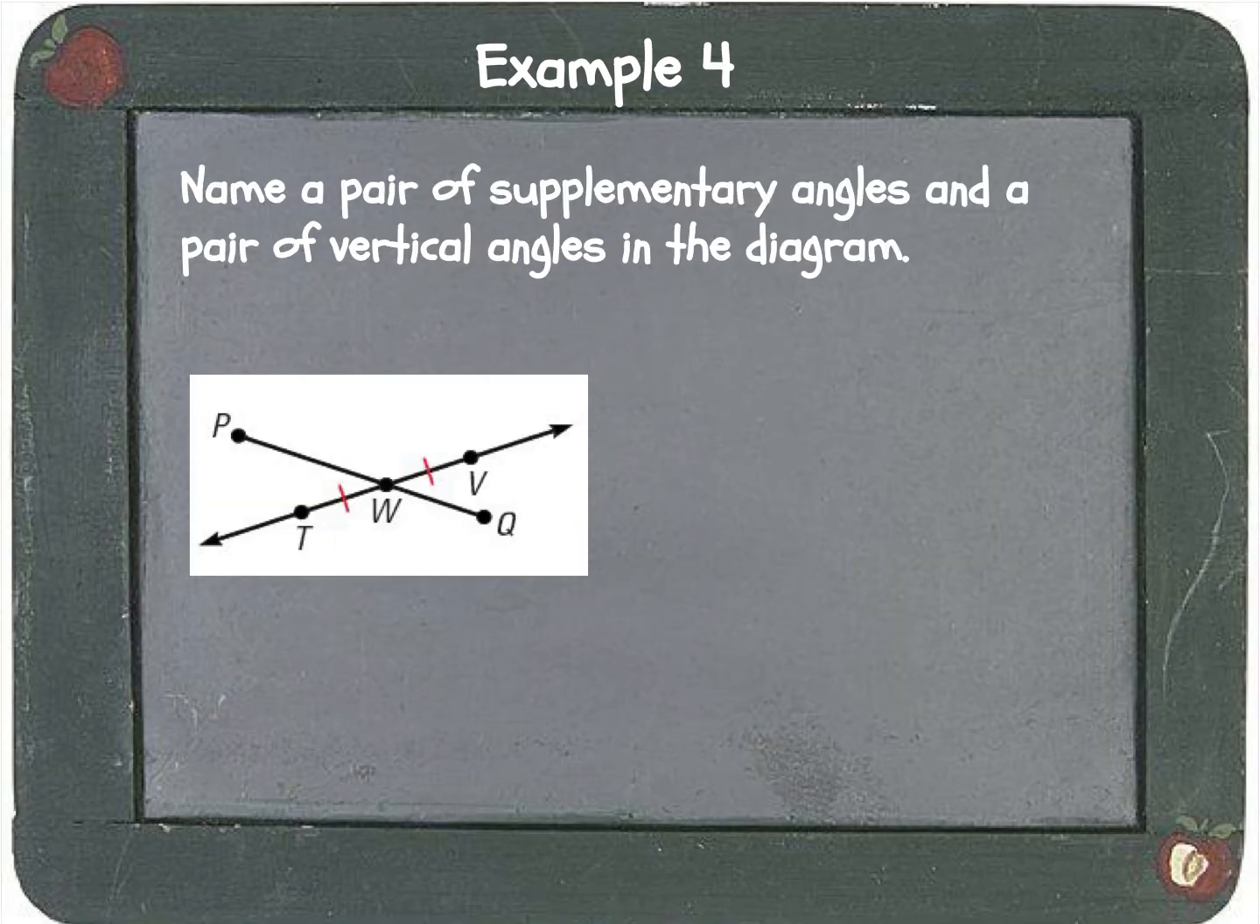Okay, moving on. Example 4. Name a pair of supplementary angles and a pair of vertical angles in the diagram. What does supplementary mean? 180. Guys, we need to do our studying. Okay, so which two angles add up to 180 degrees? Byron, I need your help for this one.